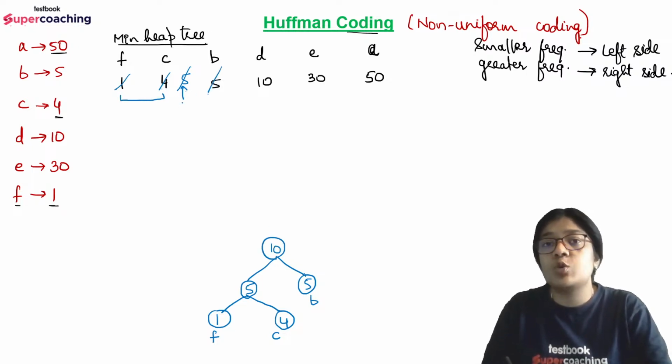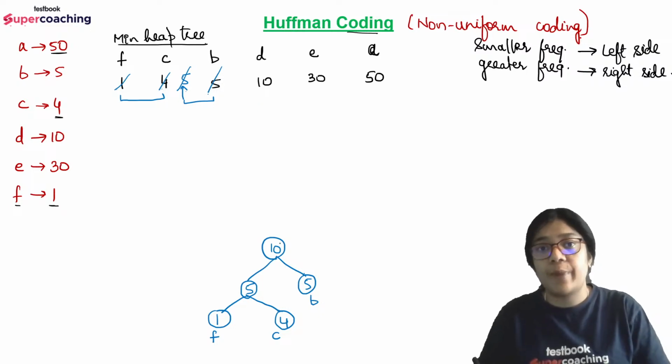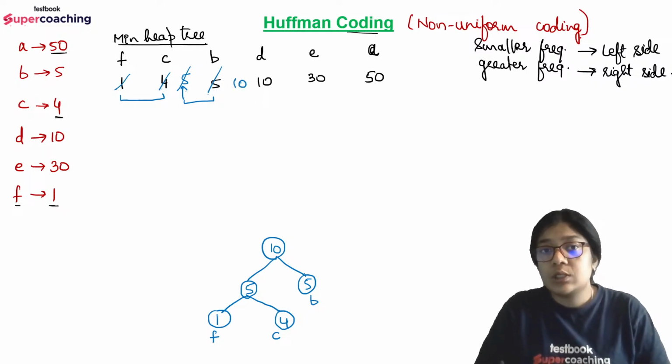First we merged these two. Then we are merging these two. Now whatever result is coming up, we will also keep it in sorted order, because anyhow this is also a part of a tree now. So 10.